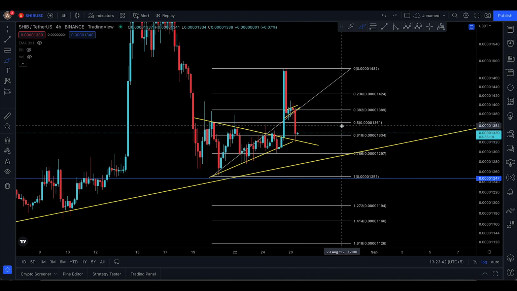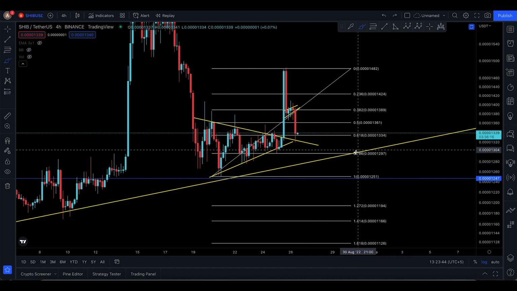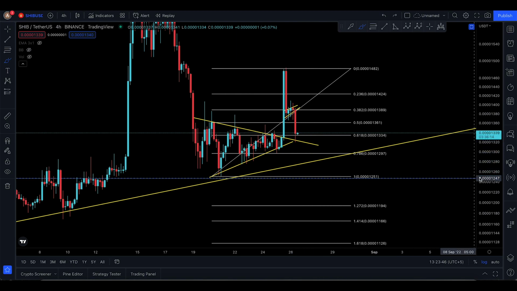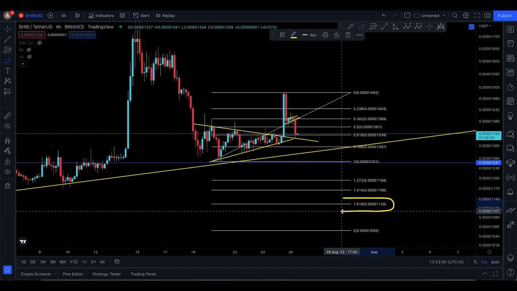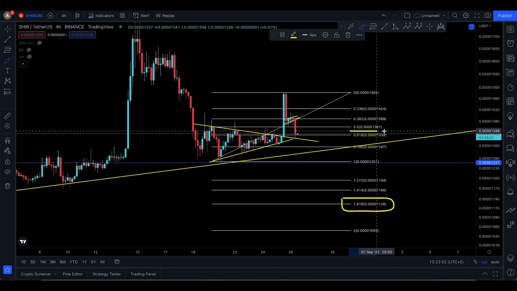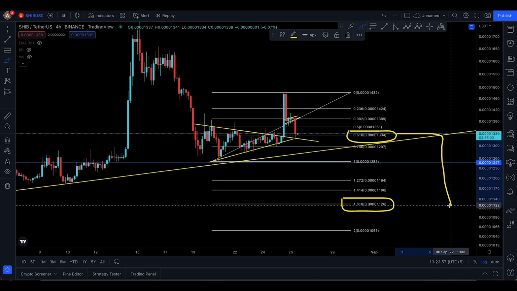But if you're going to lose 0.618, and if you're going to lose 0.786, then I think it's time for SHIB to roll down to this price level, which is going to be 1126 on the fib retracement. If you start to lose 1334, then there's a big threat that SHIB actually does come down there.